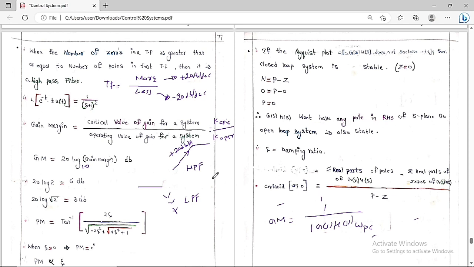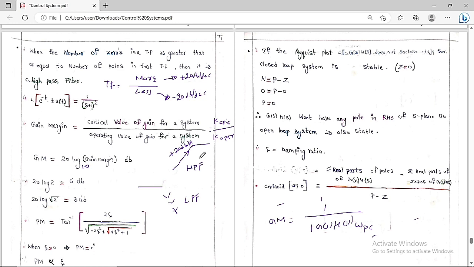So finally I can say the gain margin is the ratio of the critical value of the gain for a system by the operating value of the gain for a system, which is K critical by K operating. Shortcut to remember: C comes earlier than O, so after C you get O. Gain margin in dB is 20 log of gain margin to base 10 in dB. Or you can go for the other method: gain margin is 1 by mod of G(s)H(s) at omega pc. With any method you are going to get the same result.